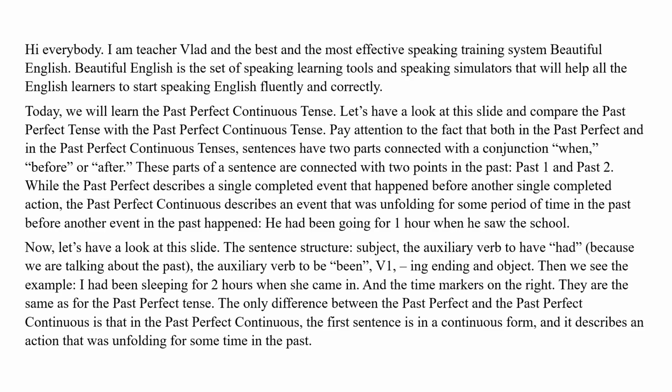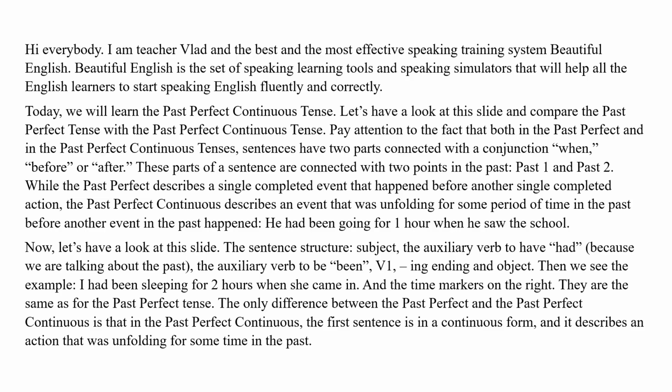While the past perfect describes a single completed event that happened before another single completed action, the past perfect continuous describes an event that was unfolding for some period of time in the past before another event in the past happened. He had been going for 1 hour. Cool. Now let's have a look at this slide.